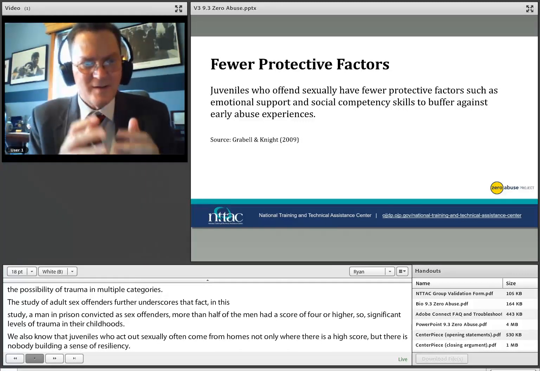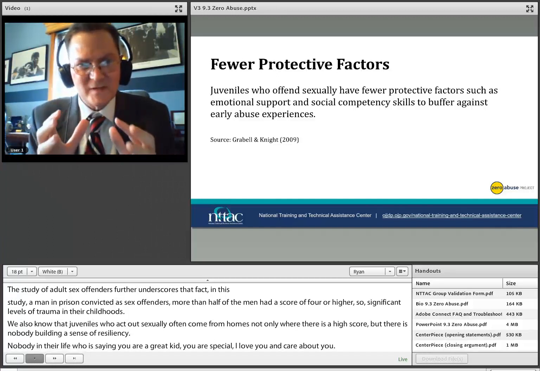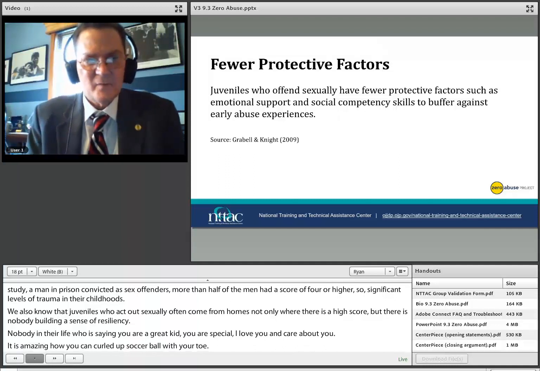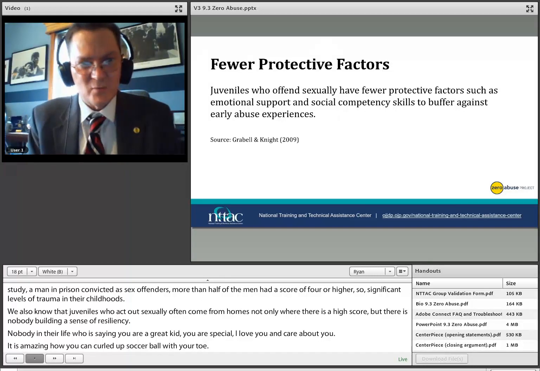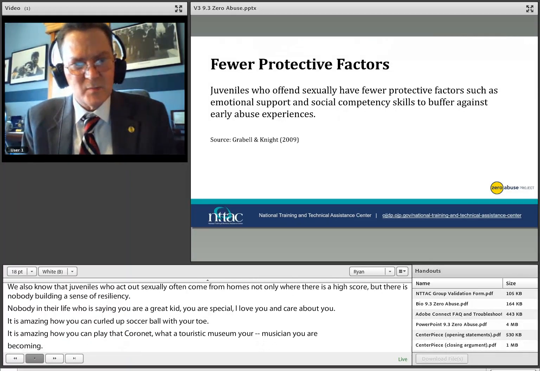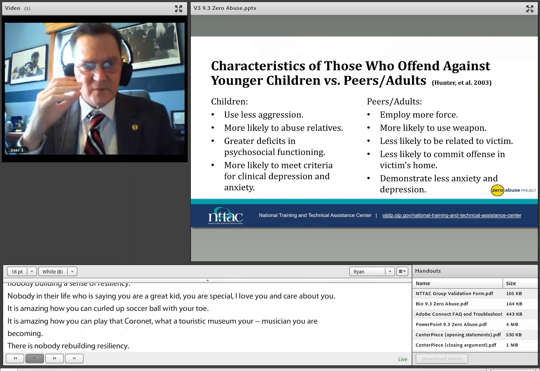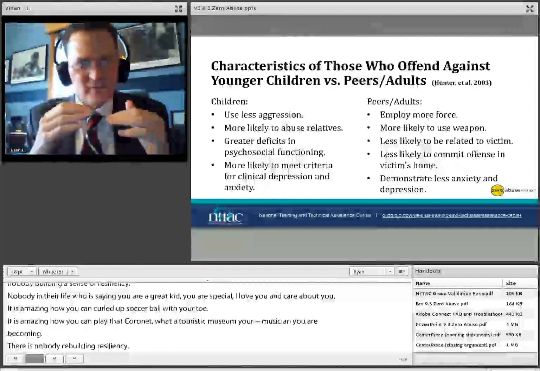It's amazing how you can curl that soccer ball with your toe. It's amazing how you can play that cornet. What a terrific musician you are becoming. There's nobody building resiliency, nobody counteracting the negative messages they're getting from the trauma in their homes, and then that increases the risk for poorer outcomes, including misconduct sexually.